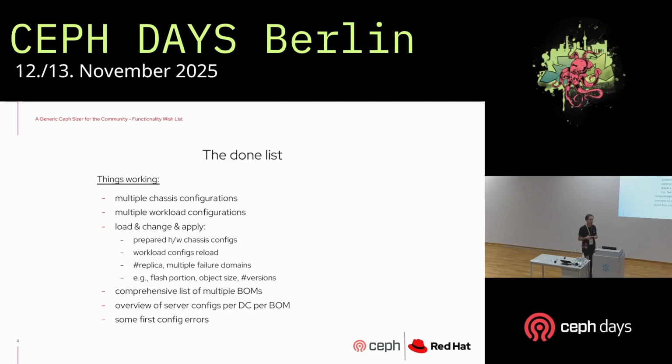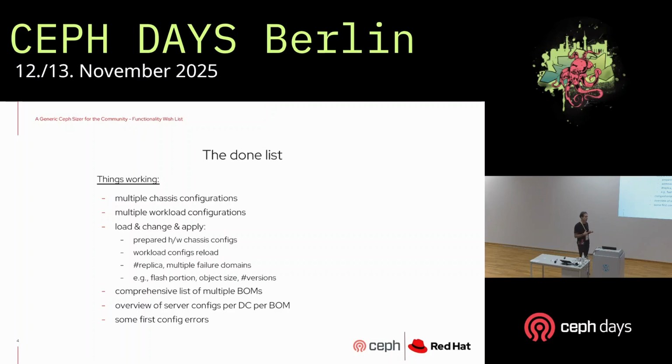So what is it able to do? Multiple chassis configurations can be loaded from a file that you prepared. A vendor or partner could compile those because they have the knowledge. You can prepare multiple workload configurations with different information therein. You can load those, obviously. You can change things and apply changes, and then you get a list of the things as an overview. And when you make a mistake on the go, you can change this and reload the things, and so on and so forth.